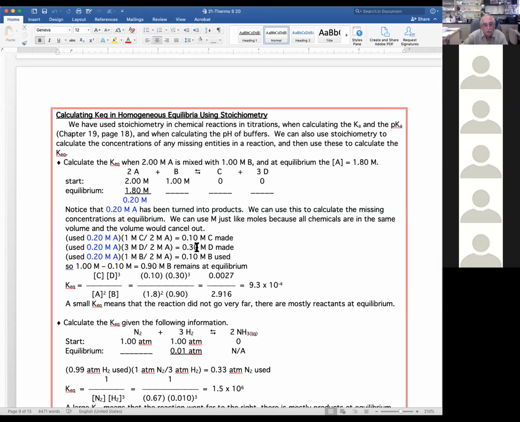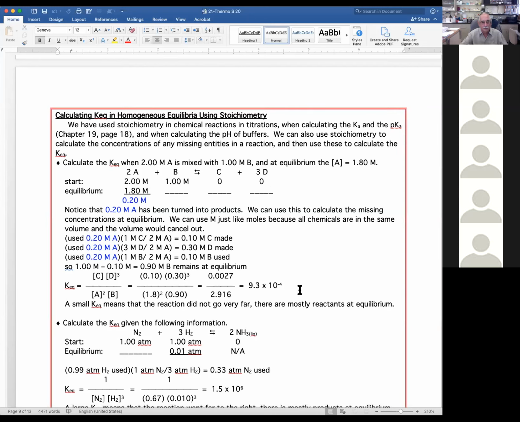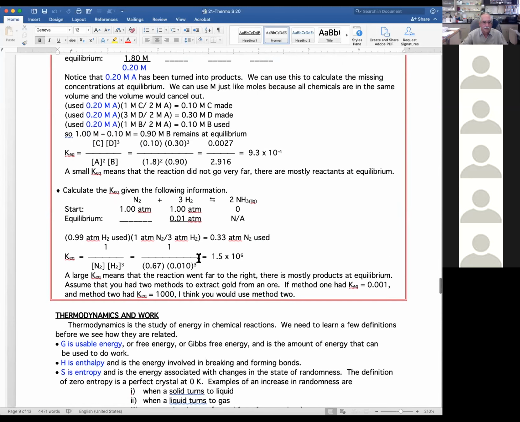How much is made. Then 2 of these takes 1 of these with it. So 0.2 would take 0.1 of B away, leaving it at 0.9. So that would be 0.9, that would be 0.1, that would be 0.3. Now you have all the concentrations at equilibrium. That's all you need to get the actual equilibrium constant. And there was another example there.